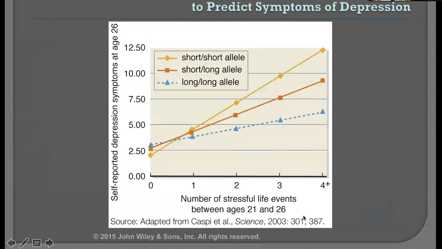Finally, this is probably one of the most well-known studies that we have. For now, it's gotten a ton of publicity, it's gotten a ton of replication efforts, and it still has problems. This is a study by Avshalom Caspi et al., and it was published in Science, the journal, a very prestigious journal, Science, in 2003. This is a diathesis stress model of depression.